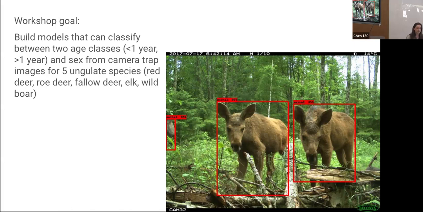So this is why, if we have a system where you upload your images and you get a quick identification of the calf and cow ratio, about reproduction, we can incorporate this in the management. That would be great. Yeah, this is the main goal.